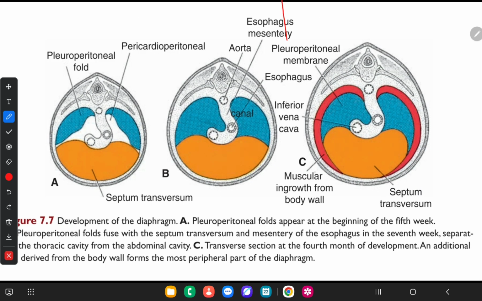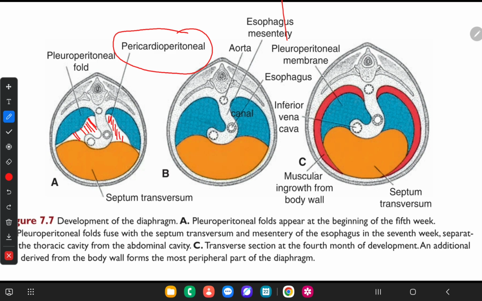Although the thoracic cavity divides into pericardial and pleural cavities, the thoracic cavity and the abdominal cavity still communicate with each other via the pericardioperitoneal canal. Still there is a communication between the abdominal cavity and the thoracic cavity via this pericardioperitoneal canal.